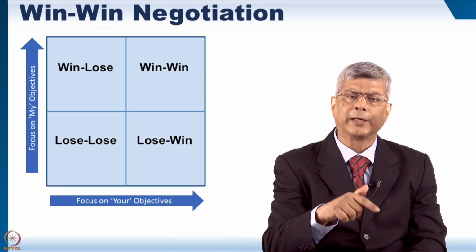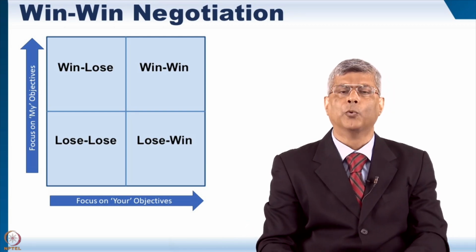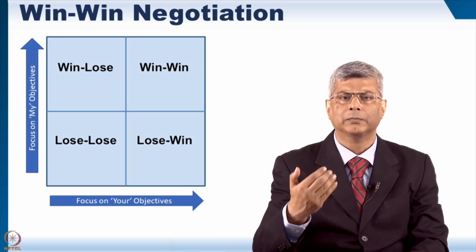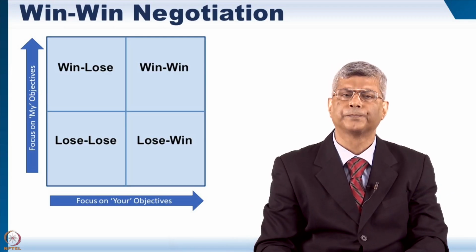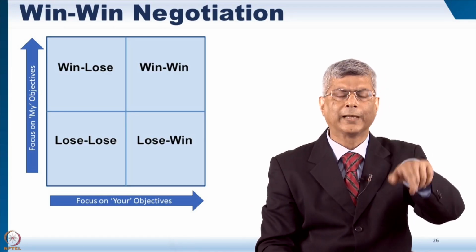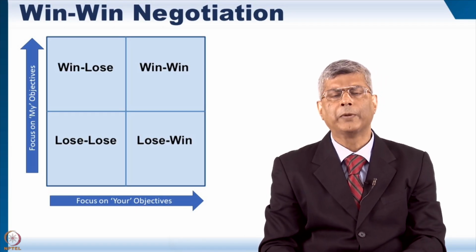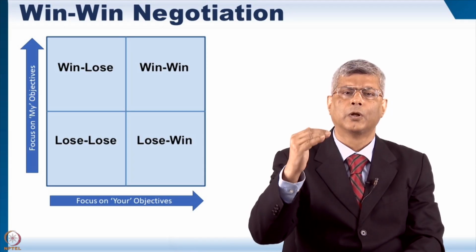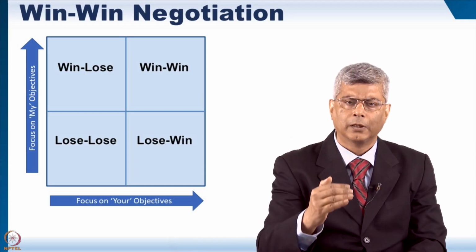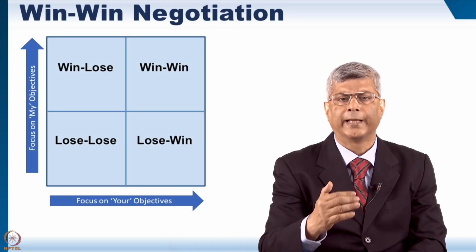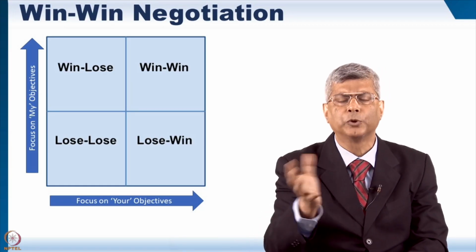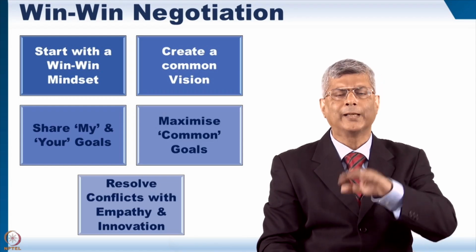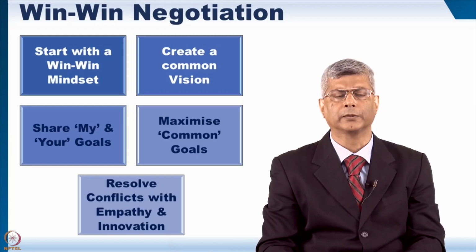And therefore, the best way to negotiate is what is called win-win, where the customer thinks he has won and where you are happy because you've got what you wanted. And if you look at that framework, win-win happens when you do not look only at your objectives or only at your customer's objective. You look at both objectives. So how does win-win negotiation happen? Here is a high-level view of win-win negotiation.